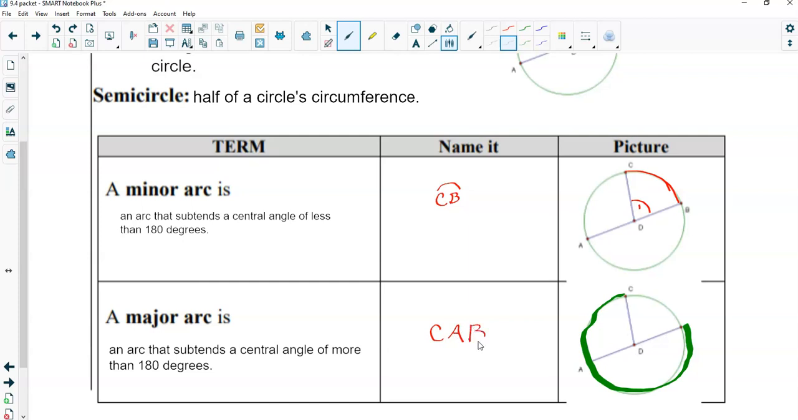So here is a major arc. I just put an arc on top of it, okay? So pretty simple.